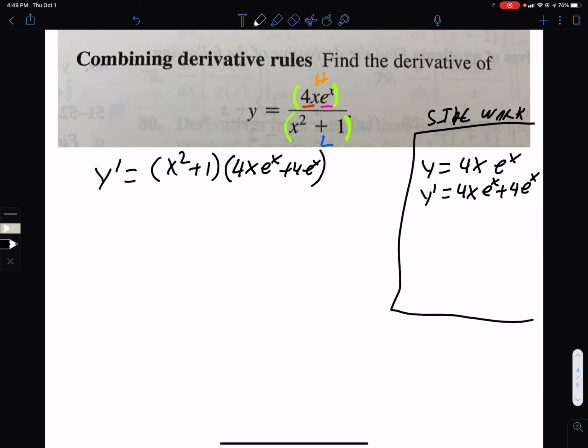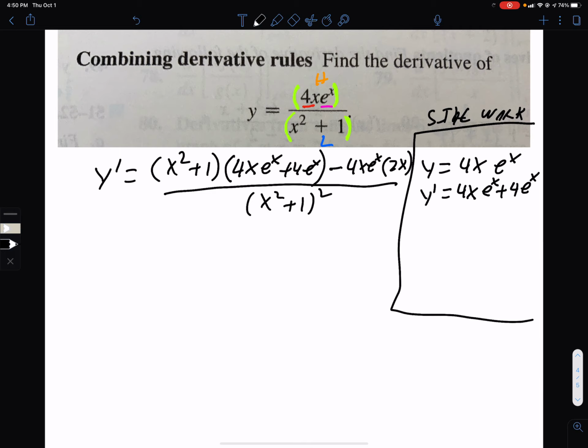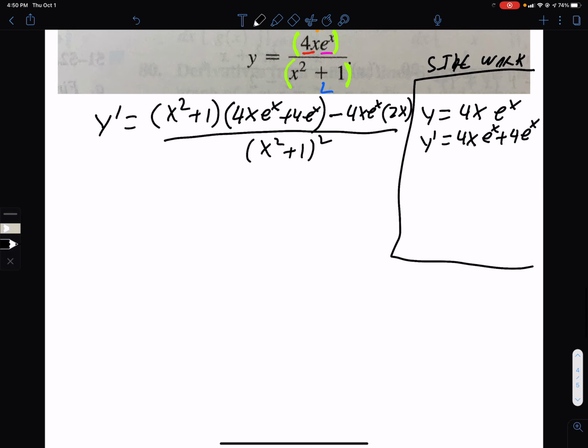That's low d high minus high. I just copy the top one. And d low, the derivative of the bottom, is just 2x, all over low squared. That is ugly, but that is that. Low d high minus high d low. Okay, we did that. So all this equals, yeah, sorry guys.